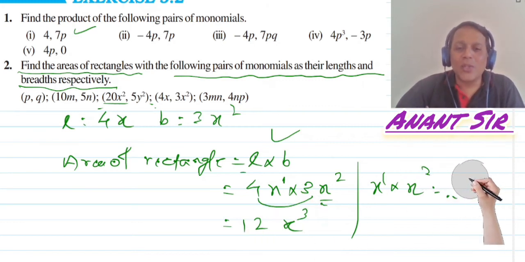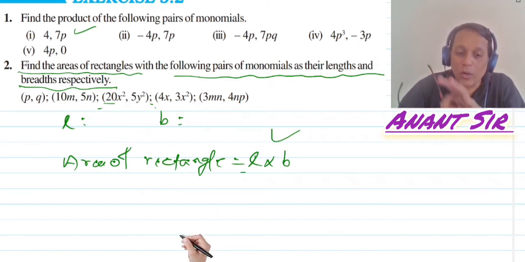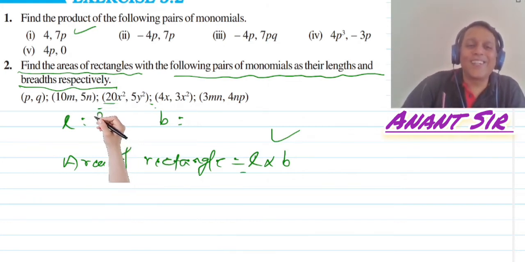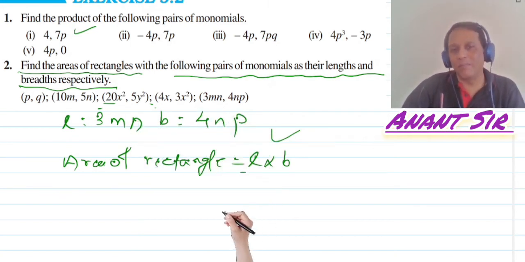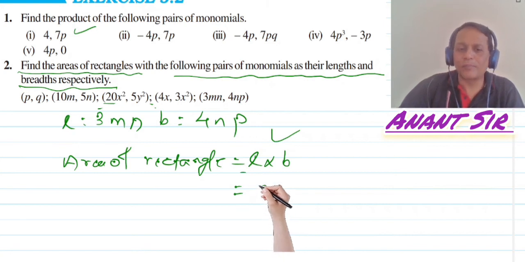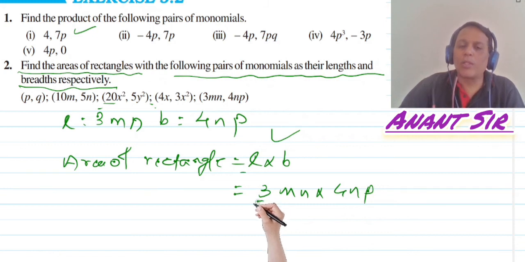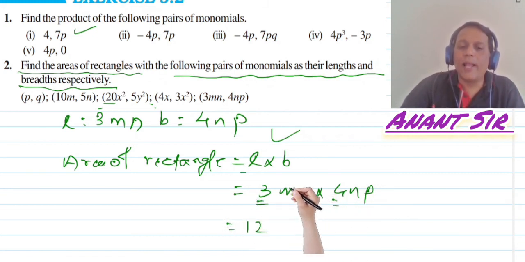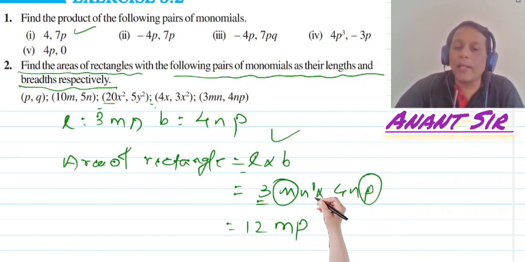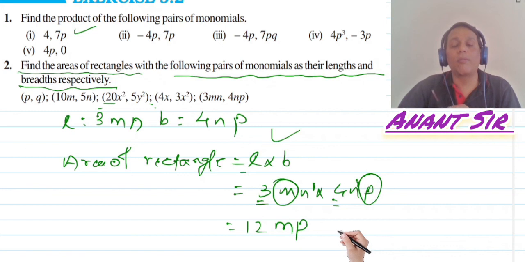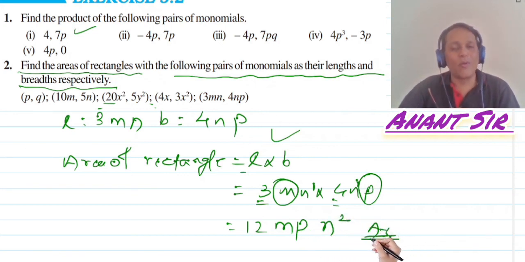So that brings us to the last question of this exercise, friends. Okay, not exercise, this video. So the last question has length 3mn and breadth 4np. I am putting the values in length and breadth. 3mn multiplied by 4np. So both are positive. 3 4s are 12. 1m, it is only 1 p, and what about n? Power 1 in the first term, power 1 in the second term also. So it becomes n raised to power 2. This is our final answer, friends.